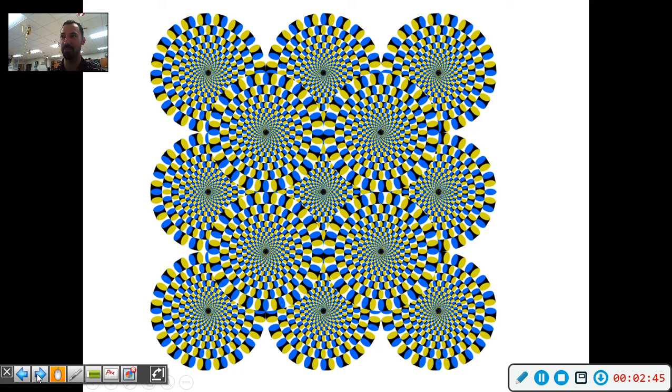All right, just a little optical illusion for fun. All right, and if you actually try to focus on the dots, you'll see it actually moving before your eyes. So kind of an interesting little thing.